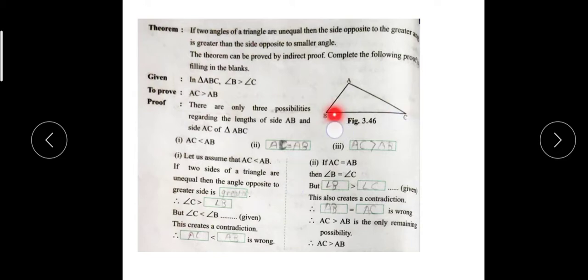What do we have to prove? The opposite side of angle B is AC and the opposite side of angle C is AB. So we have to prove that AC is greater than AB. Okay. Now see the proof. There are only three possibilities regarding the lengths of side AB and side AC of triangle ABC.